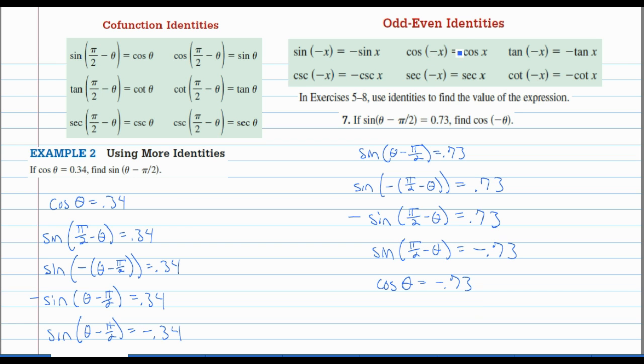Well, in my odd and even identities, the cosine of negative theta is equal to the cosine of positive theta, because in an even function, if you plug in a negative number or a positive number, you'll get out the same y value. So the cosine of positive theta and the cosine of negative theta will have the same output, so I don't have to do anything to the right side. So the cosine of negative theta is negative 0.73 if the sine of theta minus pi over 2 is positive 0.73.